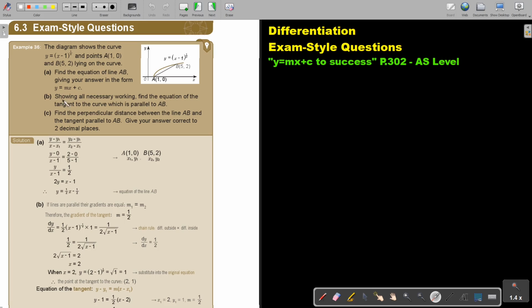Okay. Showing all necessary working, find the equation of the tangent to the curve, which is, and this is very important, parallel to AB. Okay, let's just get this again. If lines are parallel, the gradients are equal. So if I look at this, the gradient is a half. So the tangent's gradient will also be a half.